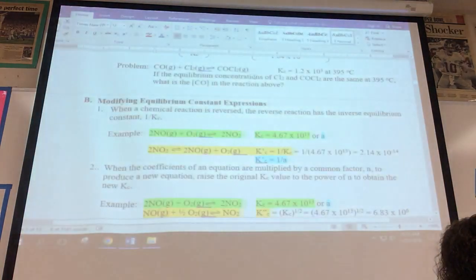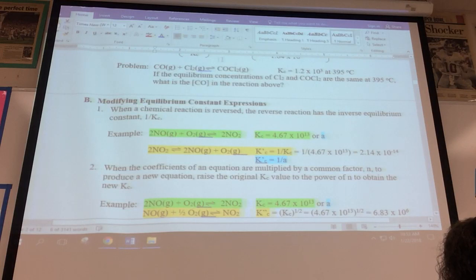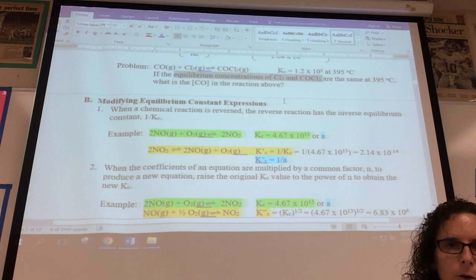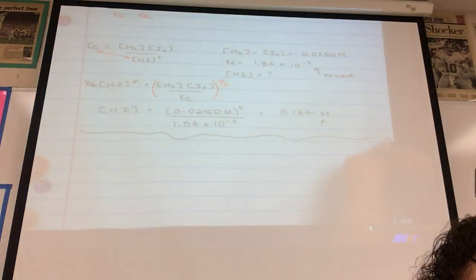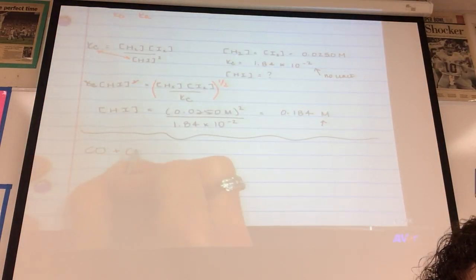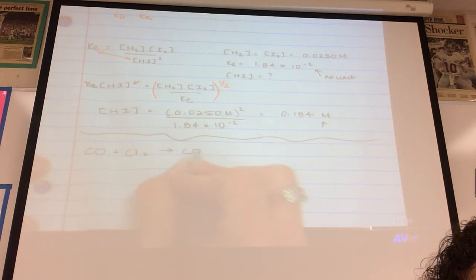Problem at the top of the screen. You're looking at the synthesis of phosgene from carbon monoxide and chlorine gas. The Kc is provided, temperature is provided. It says if the equilibrium concentrations of chlorine and phosgene are the same at this temperature, what is the concentration of carbon monoxide? How are we going to approach that one? I'm going to rewrite the reaction here just so it's all together. How do we approach this?